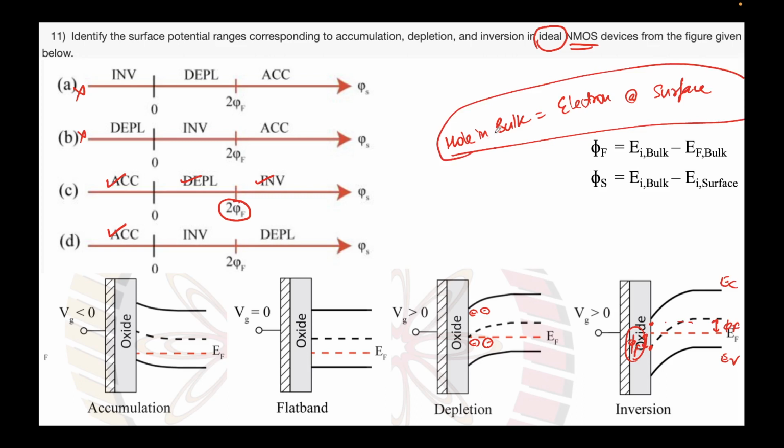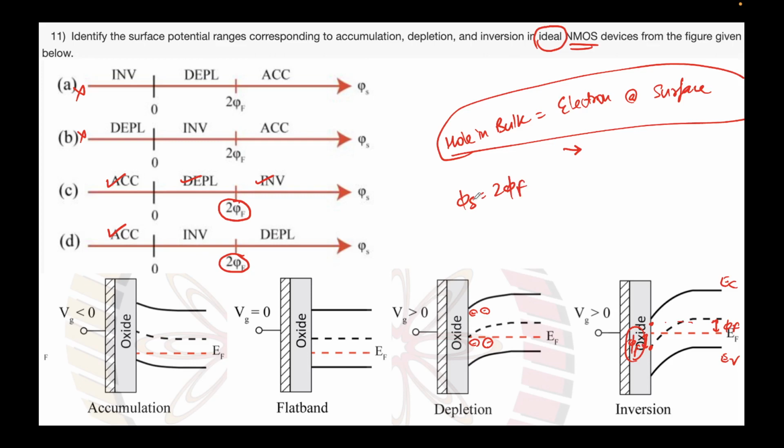Now you can see the bulk should always be in majority, but since inversion is happening, when this becomes true, we see strong inversion has set in. Mathematically that happens at 2 phi f. Phi f we have already defined, something like this. So at phi s equal to 2 phi f, we have strong inversion kicking in.